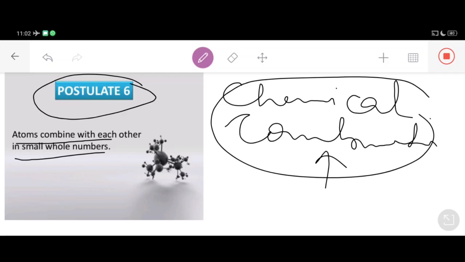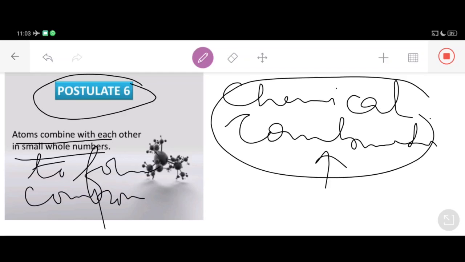Postulate number 6 is that atoms combine with each other in small whole numbers to form compounds, my dear students. Mark my words. So the sixth postulate is: during a chemical combination, atoms of different elements combine in simple whole number ratios to form compounds.